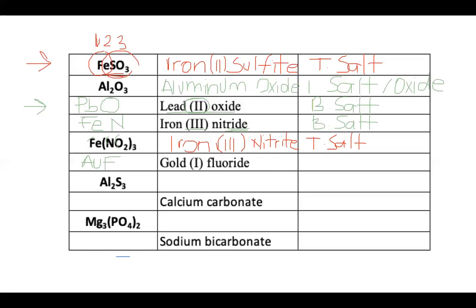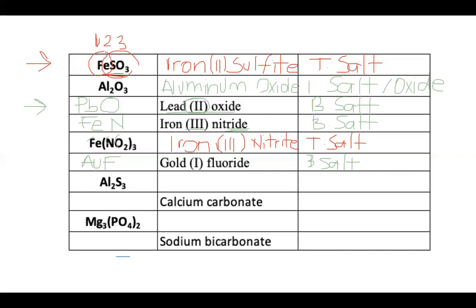Since we only have 2 elements, this is a binary salt. We do not have to cross charges or anything because we already have that the sum of the charges equals 0. One of the gold, one of the negative one of the fluorine, we are going to get the 0. Let's look at the next one.